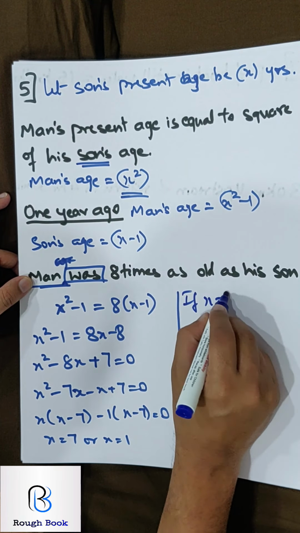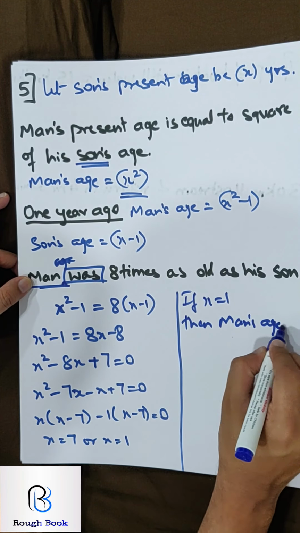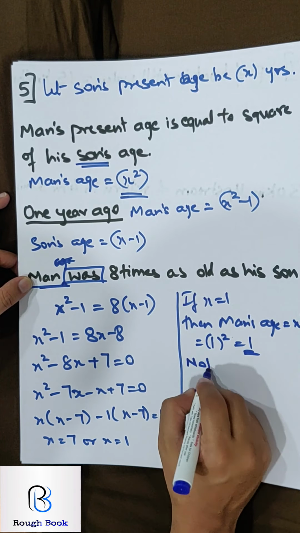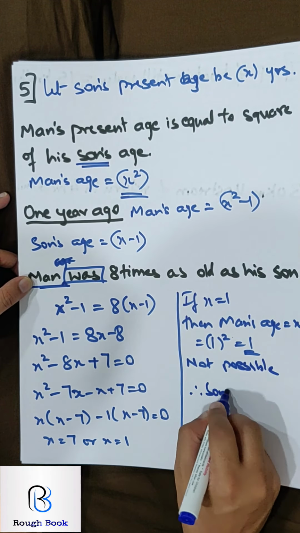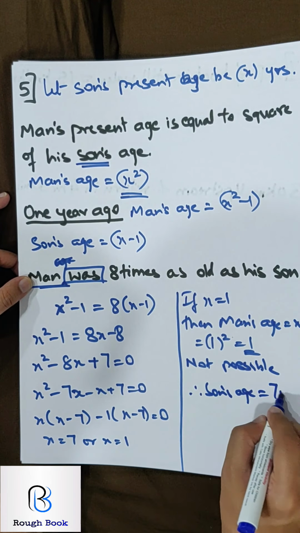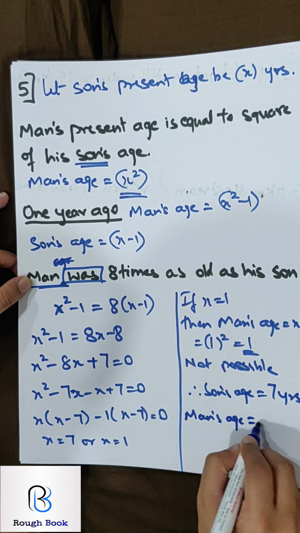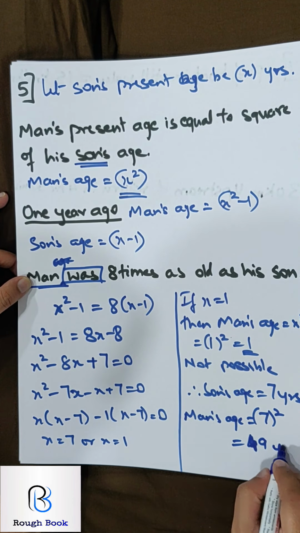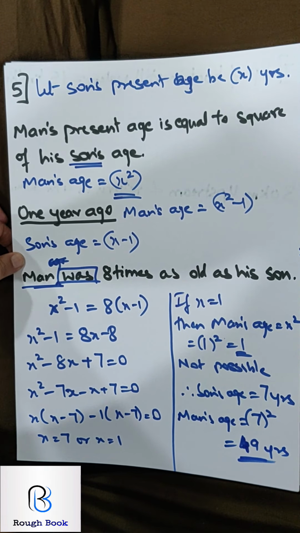If x is 1, then man's age is equal to x square, so 1 square, which is 1. Not possible. Therefore son's age is 7 years and man's age is 7 square, 49 years. Did you manage to get this correct? Yeah, in fact even I managed.